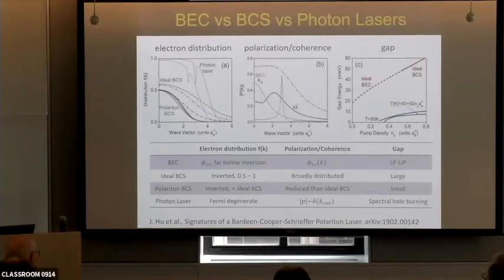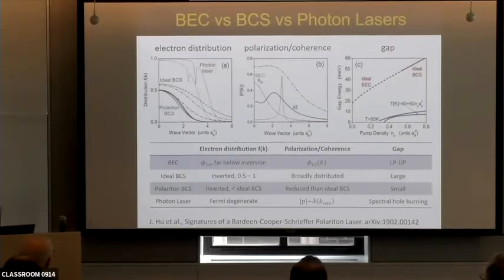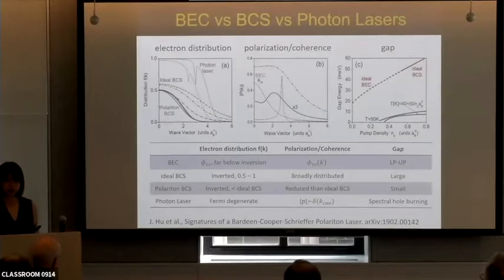Then one can also estimate the BCS gap in the BCS limit, that essentially corresponds to the lower-upper Polariton splitting. For the ideal BCS, we have a very large gap, but that's significantly reduced because of, again, dissipation and the thermal effect and photon scattering. But it still remains at a reasonable range compared to the linewidth.